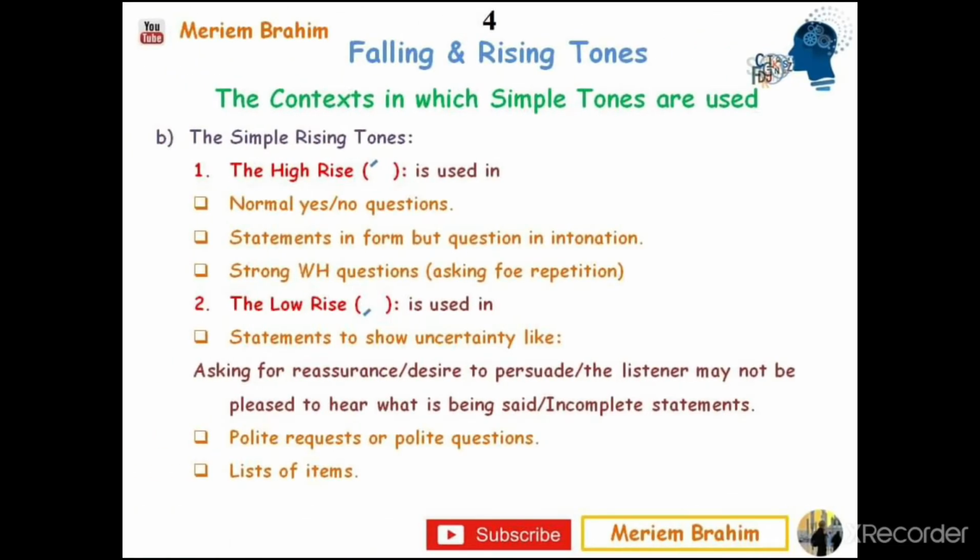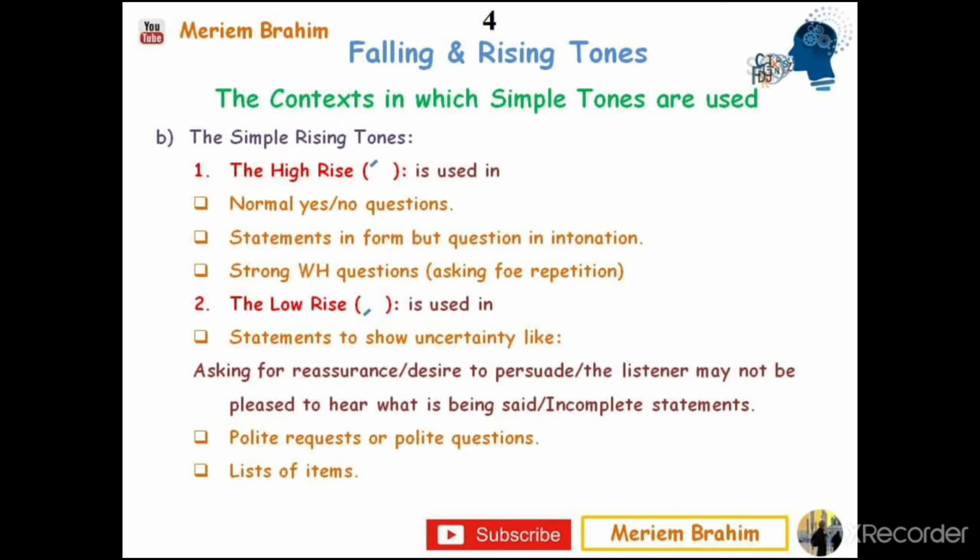However, we use the simple rising tones, namely the high rise. We use the high rise in normal yes-no questions, in statements in form but question in intonation. What do we mean by that? It is a statement. The form is a statement: subject, verb, complement. But when we utter it, when we pronounce it like a question, we use the intonation of a question.